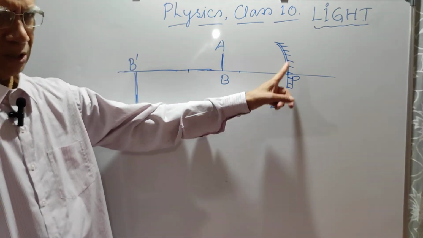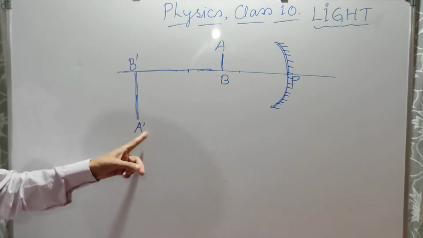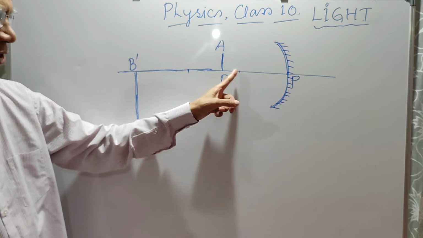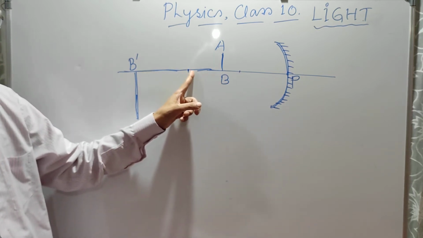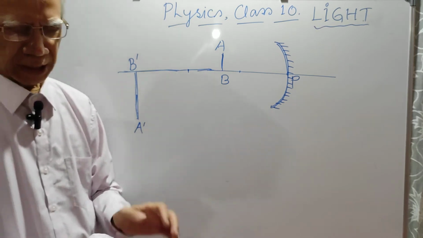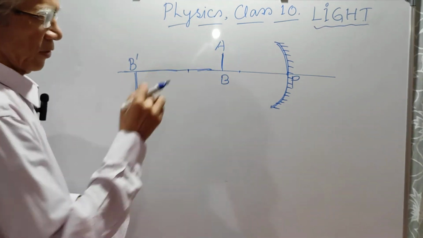Now this mirror, concave mirror or converging mirror, will form real image like this. The object should be between focus and center of curvature. Then the image will be magnified. Here the case of magnified image, twice the object. So this is twice this size.